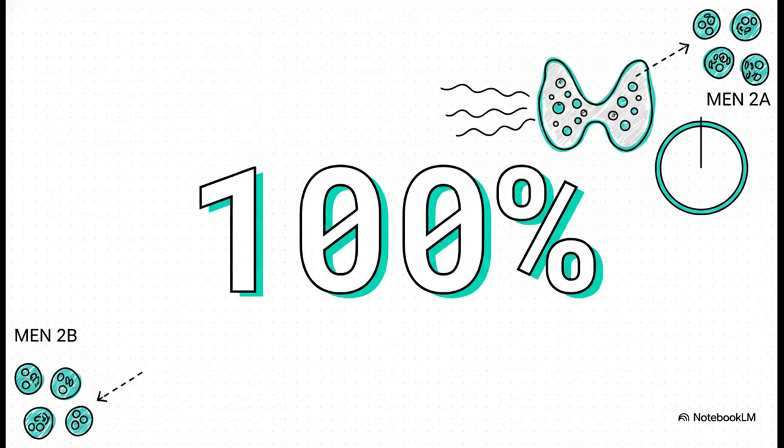Now, this cancer arises from the C cells of the thyroid and secretes calcitonin. That calcitonin is super helpful for us because it acts as a diagnostic marker, and we can also use it to monitor the patient's prognosis just by tracking its doubling time.